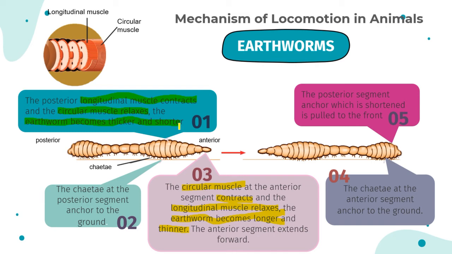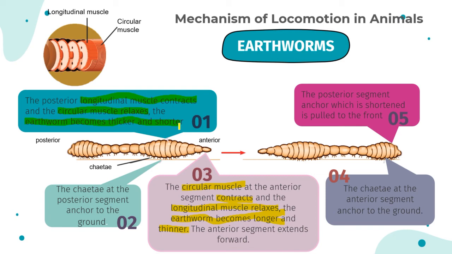When the longitudinal muscle contracts, at the same time the circular muscle will act in the opposite way, which is to relax. And then what happens when the longitudinal muscle contracts? It will become thicker and shorter. That is referred to as the posterior part.